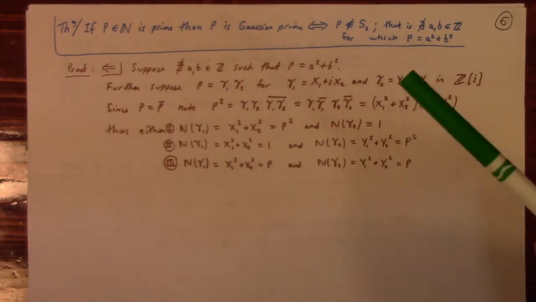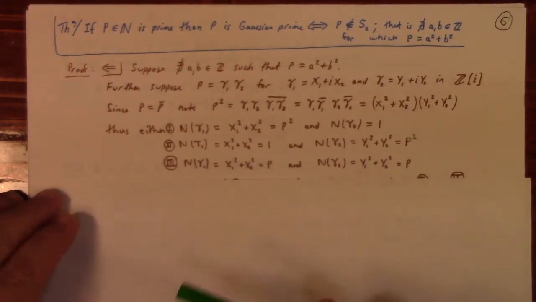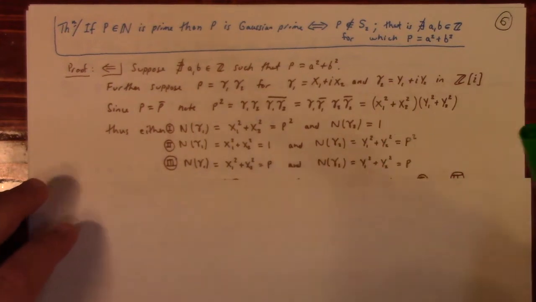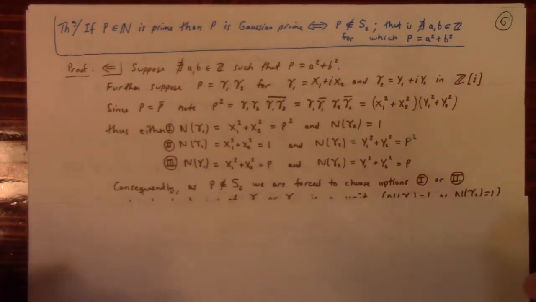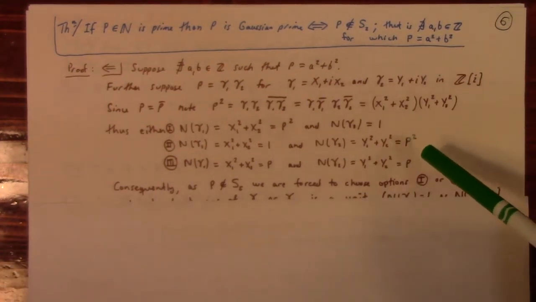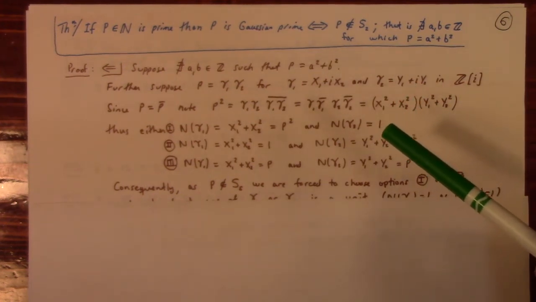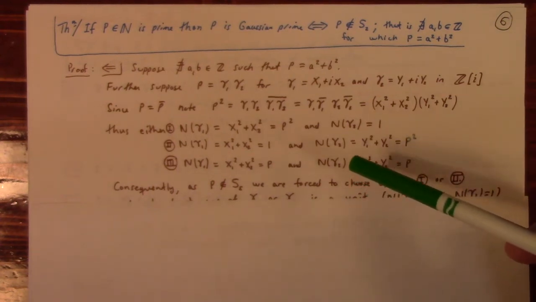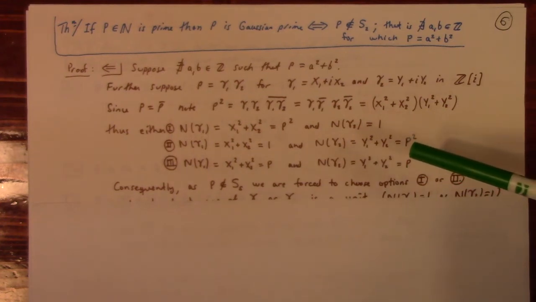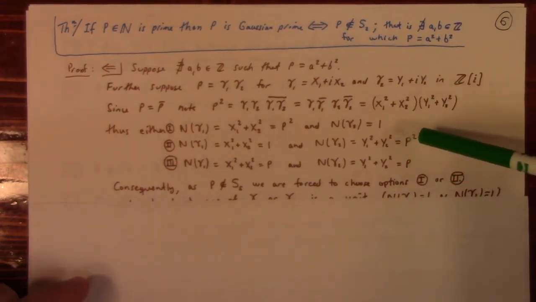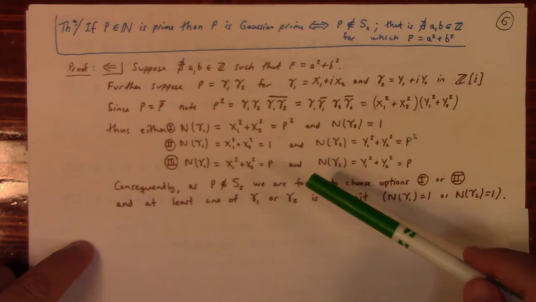So this one's 1, that one's p squared, this one's p, this one's p. So it's either p squared and 1, or 1 and p squared, or p and p. Those are the possible factorizations of p squared into a product of 2 things, right? So consequently, we cannot have option 3 because we can't have that the prime is the sum of squares, right? That's what we assume that wasn't the case. So we're forced to do options 1 or 2, right? And at least one of the gamma 1 or the gamma 2 is a unit, right?